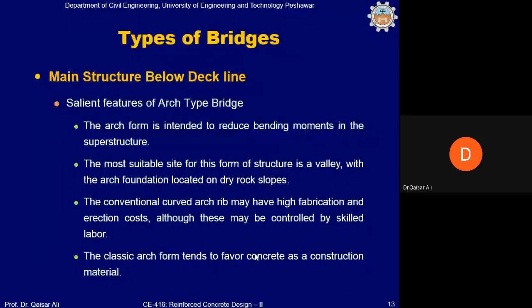The conventional curved arch rib may have high fabrication and erection cost, although these may be controlled by skilled labor. This is one of the disadvantages, that the conventional curved arch bridge will require high fabrication and erection cost. The classic arch form tends to favor concrete as a construction material because concrete is good in compression but weak in tension, and in most of the arch forms, concrete will be subjected to compression. So concrete is a favorable material for arch bridges.